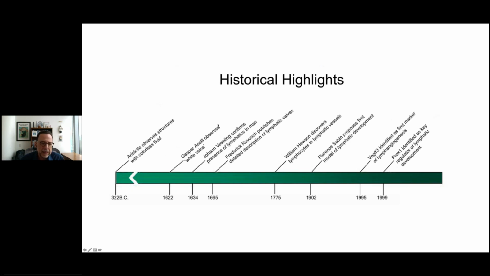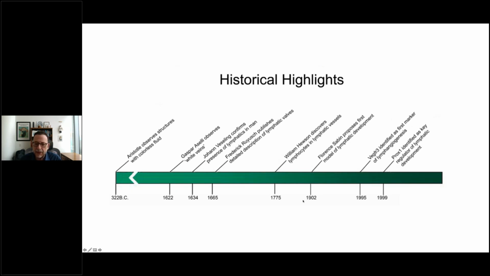But the real clear definition of a lymphatic was with Aselli in the 1600s, in which he described something that he called white veins. And there has been, as you can see in this graph, a number of events that happened, but clearly until the 1900s, 1902, I would say nothing major happened regarding the description of the lymphatic vasculature by itself.